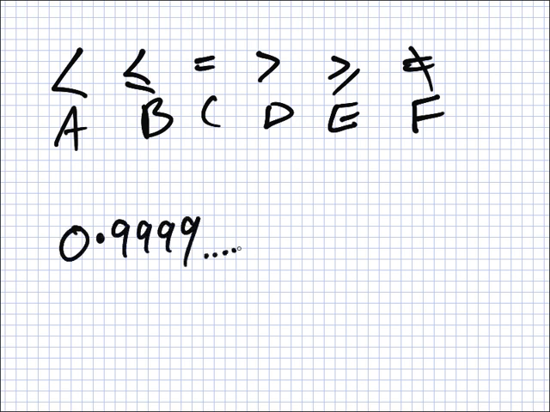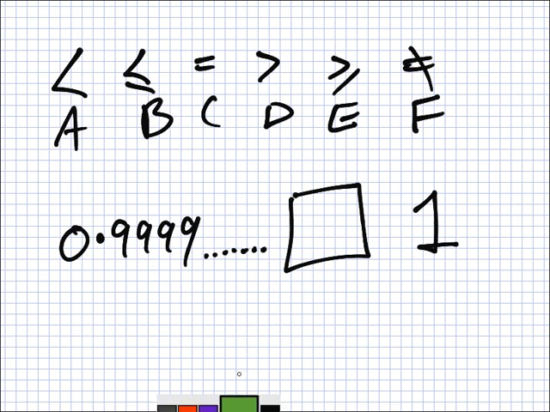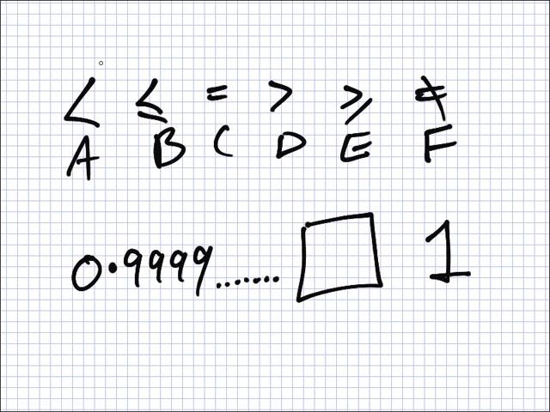0.9999... box 1. A, B, C, D, E, F. What goes in the box? You're going with A. Actually, let's cast a vote then. So, how many people are saying A? 1, 2, 3. You, 3 votes for A?